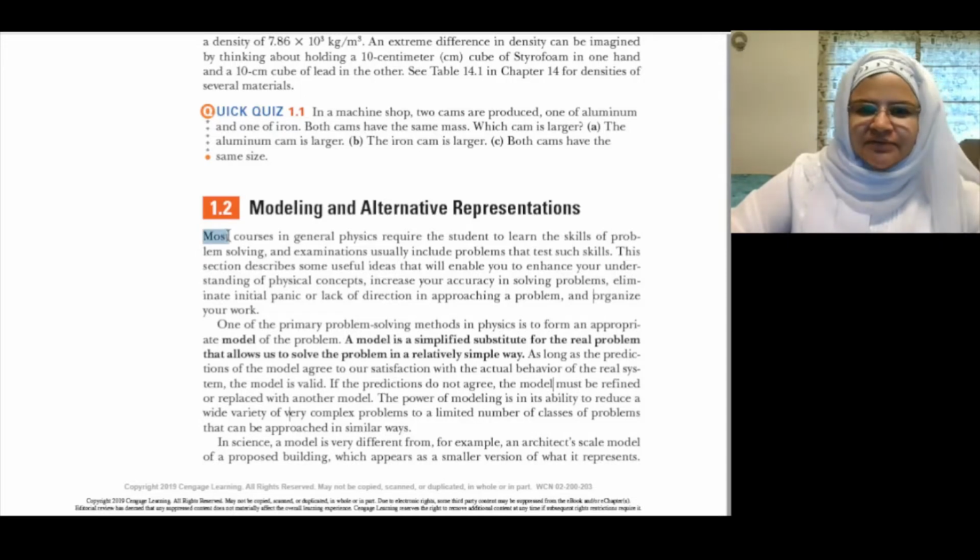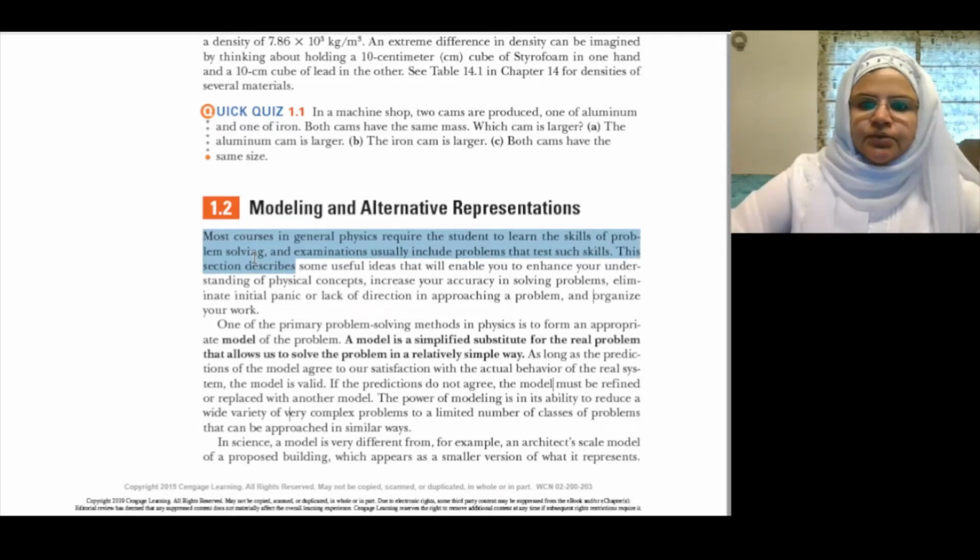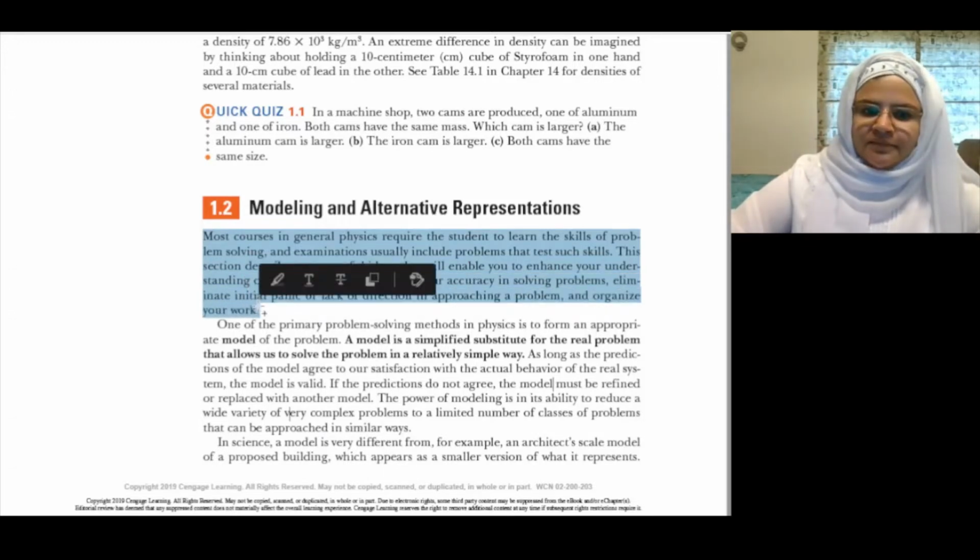Most courses in general physics require the students to learn the skills of problem solving, and examinations usually include problems that test such skills. This section describes some useful ideas that will enable you to enhance your understanding of physical concepts, increase your accuracy in solving problems, eliminate initial panic or lack of direction in approaching a problem, and organize your work.